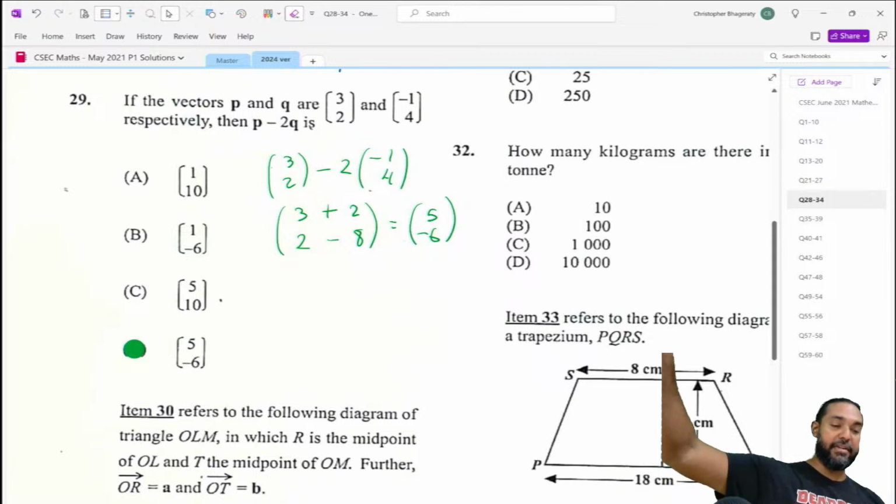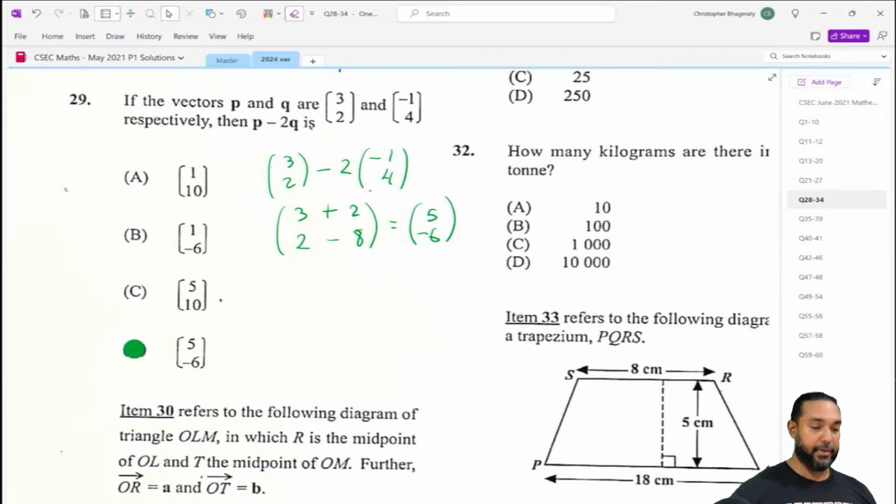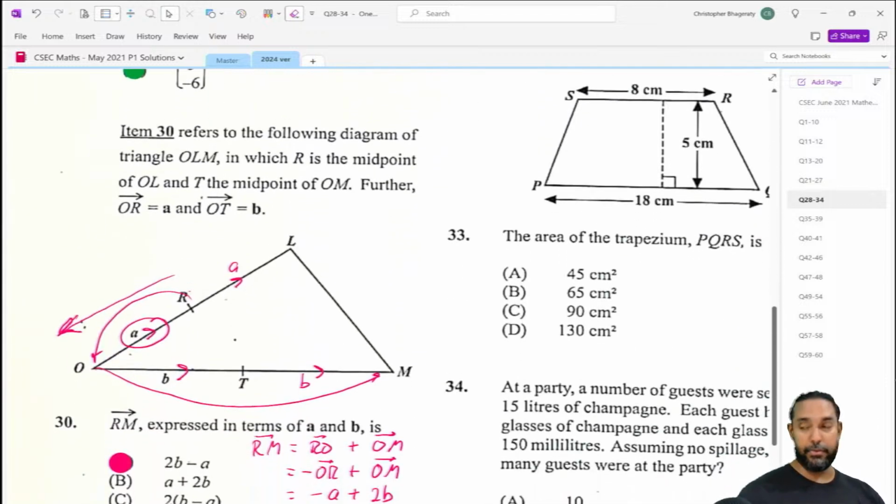Because remember, you're minusing 2 by the minus 1 and 4. So when you minus and minus, it becomes a plus. Yeah. Right. Okay, cool. All right, good.